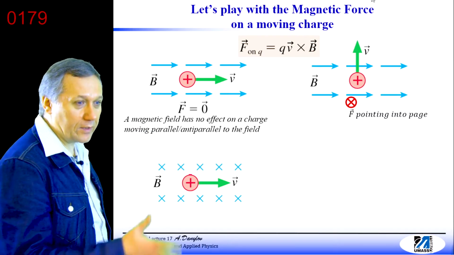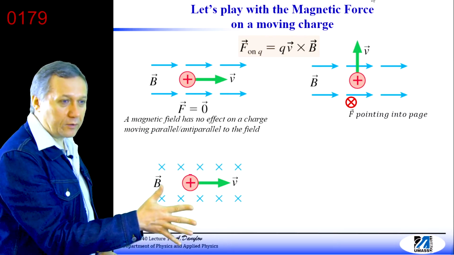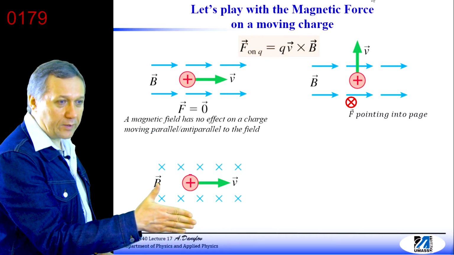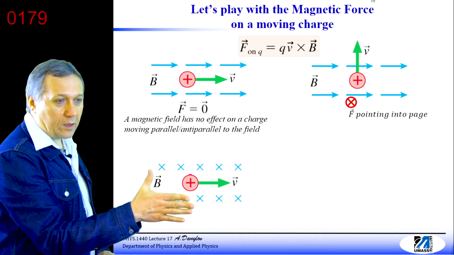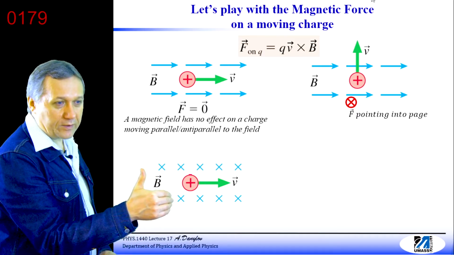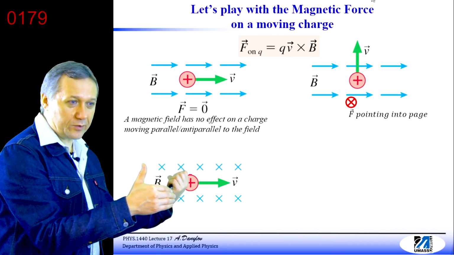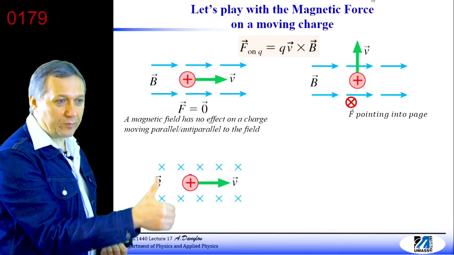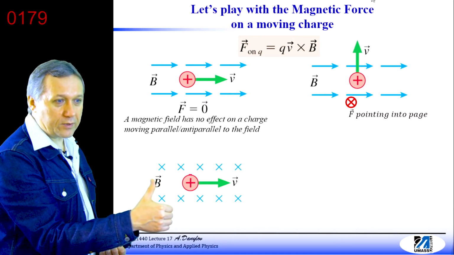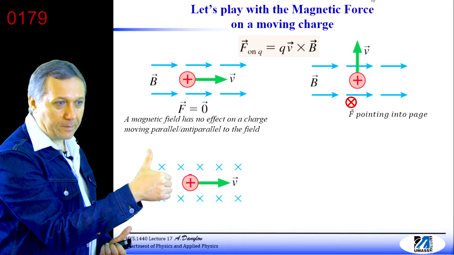Let's find the direction. Again, first align your hand along the direction of V, so it's this way. Then I need to bend my fingers towards the second vector in the cross product. That vector is into the board, into the screen. So that's the correct position of my hand, and my outstretched thumb gives me the direction of the force.